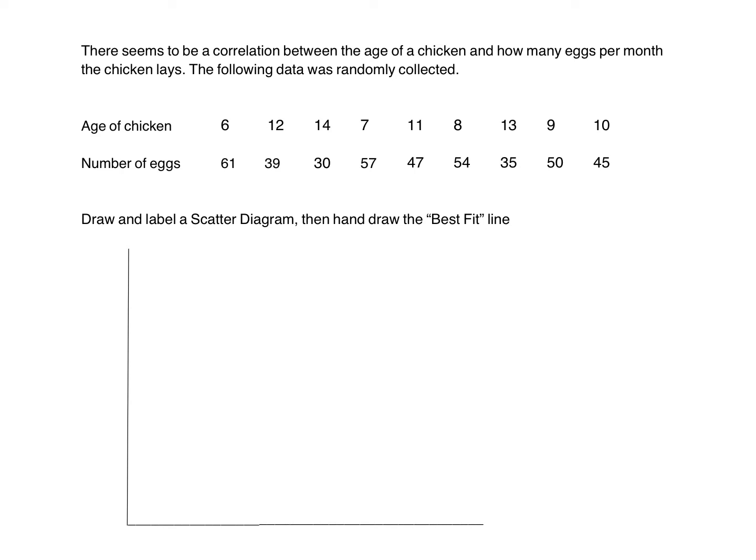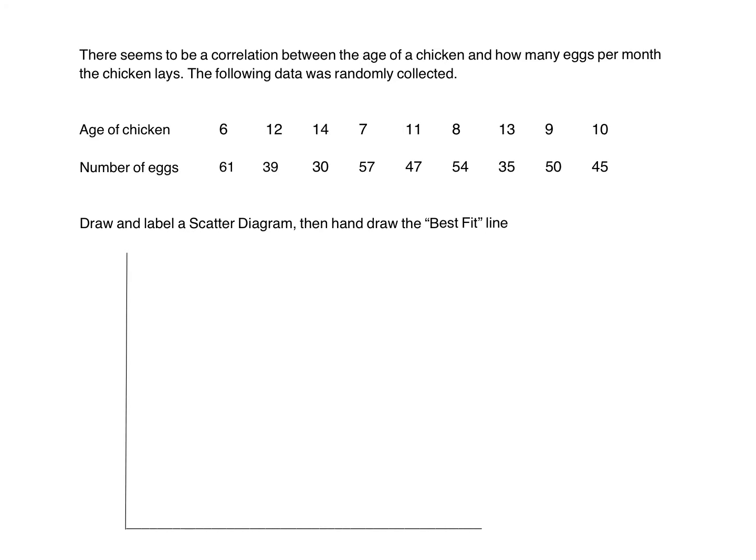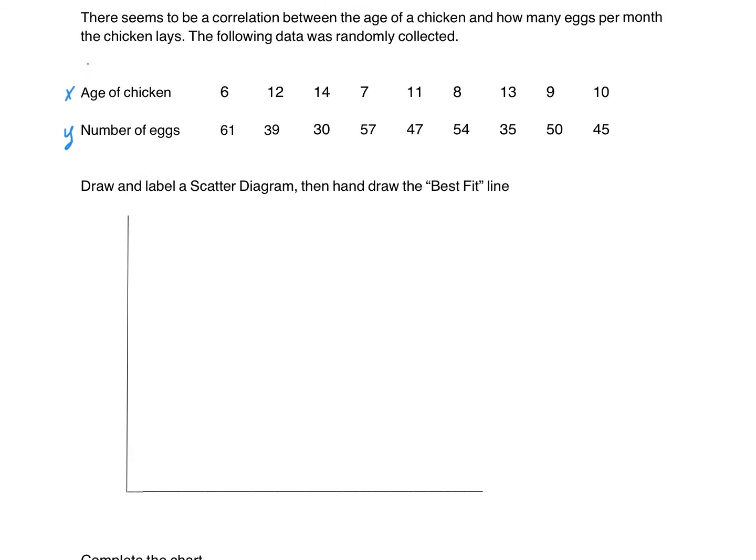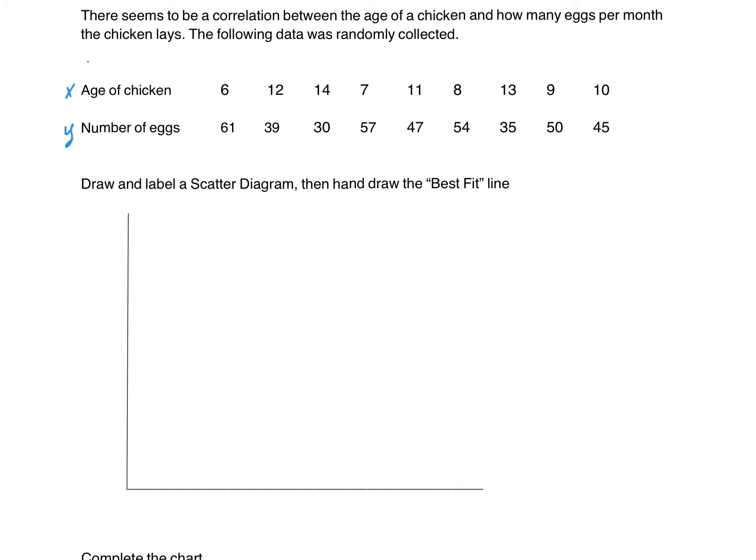So, know that I'm going to give you this as your X and this as your Y. You need to know that, okay? Think about it. If you were a chicken farmer, you wouldn't want to say, oh, I got 43 eggs, I wonder how old the chicken is. No, you want to know how old the chicken is so that you can get the desired number of eggs. So the age of the chicken is our explanatory variable, and the number of eggs per month that chicken lays is our response variable.